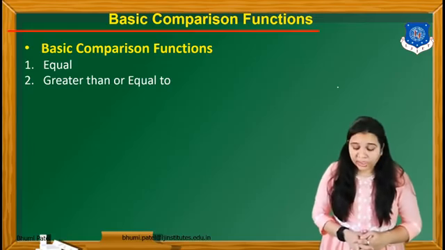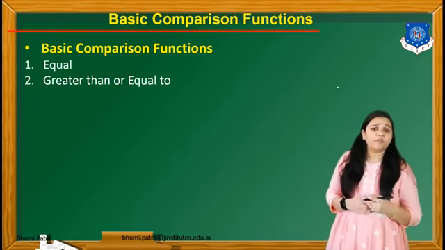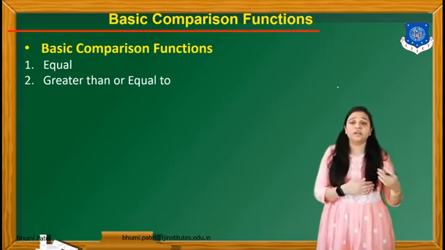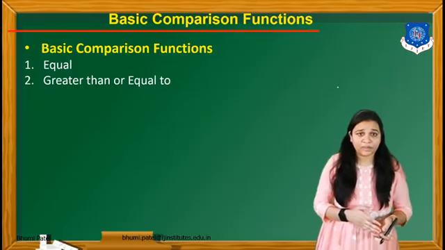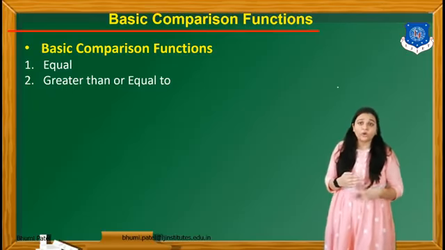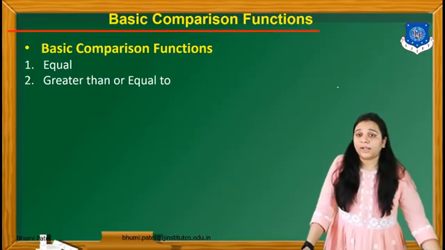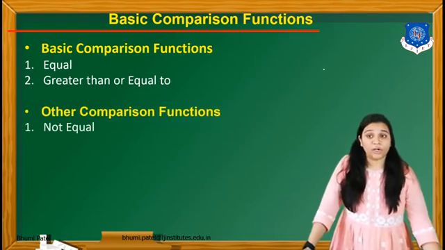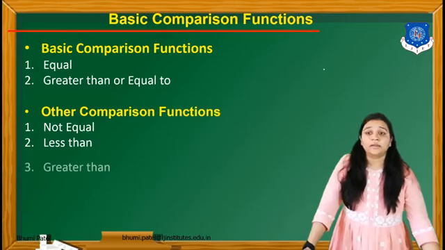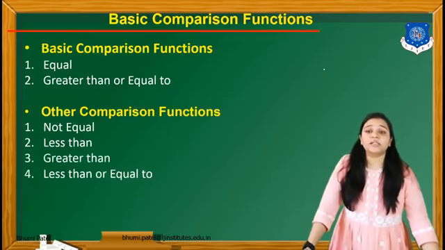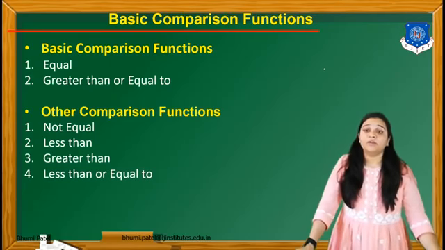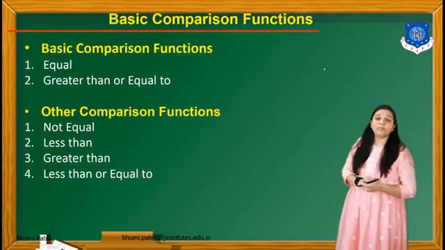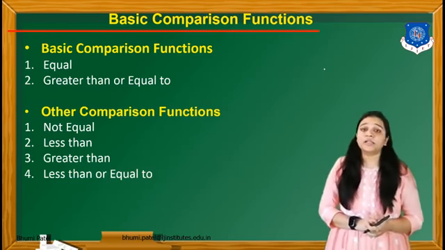Now in the program or in a real-time system, we have different types of comparison, like one number is less than another number, or two numbers are not equal. So what can we do for PLC programming? The other comparison functions in PLC programming are not equal to, less than, greater than, and the fourth one, less than or equal to. The main basic purpose of this chapter is that we have only two basic comparison functions, equal to and greater than or equal to.